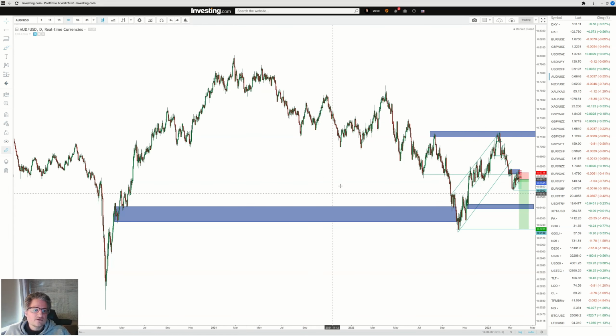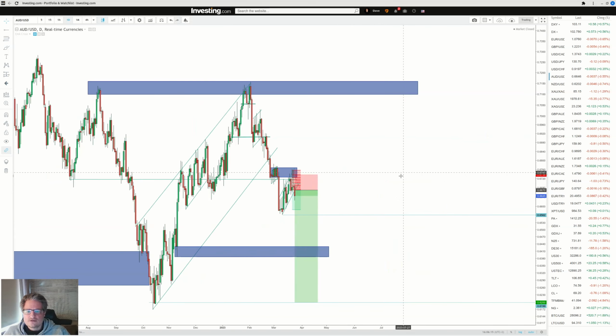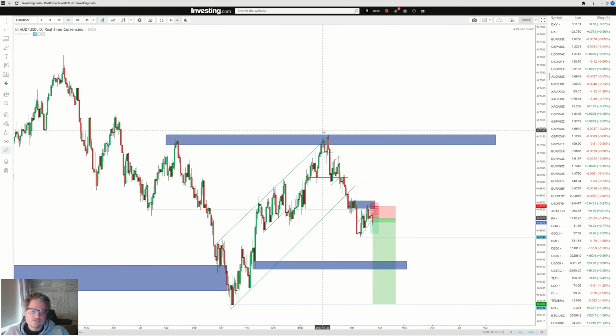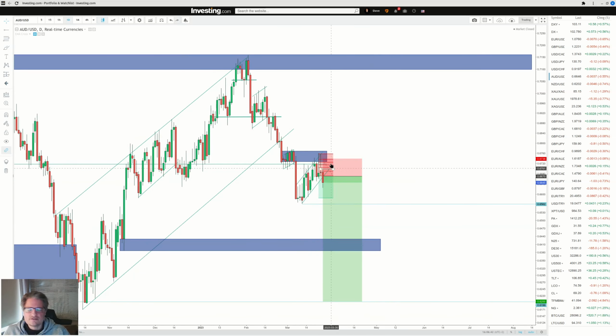Then we have this corrective structure going up. So we're going up here, and in this corrective structure there are many more structures, but once we hit this supply zone, then we started to break down, and we are going down here in an impulsive way, and then we're correcting, and then impulsive, and then we're correcting, and we had this impulsive move, and now we're correcting.